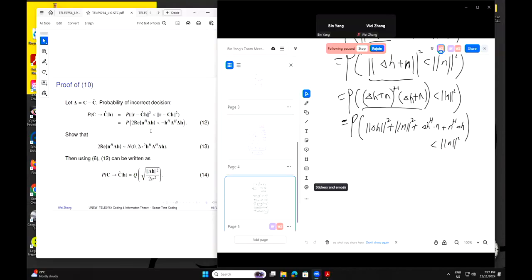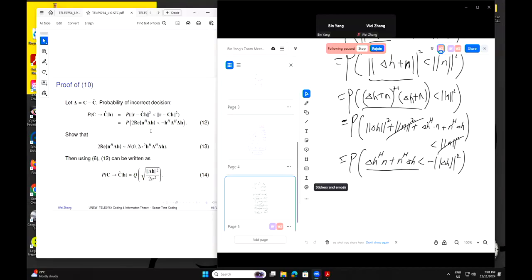Yeah, and then we can cancel each other, n squared, n squared. We can cancel, right? And also we can move the delta H squared to the right hand side. So you can say here the probability that delta H Hermitian n plus n Hermitian delta H is smaller than minus delta H squared. Okay? Right? I move the delta H to the right hand side. This is a minus sign.